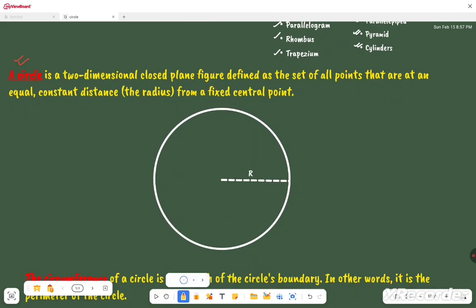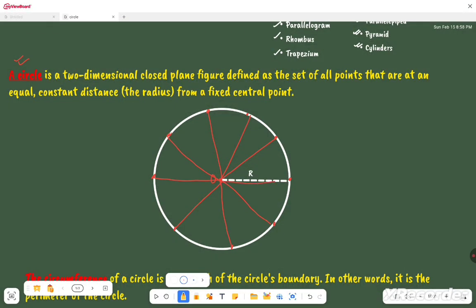Actually, this is the figure of a circle. This circle has a center O. This center is a fixed point of the circle. A circle is a set of points, and all these points are equidistant from this fixed point, which is the center of the circle. So all the points are equally located from the center.